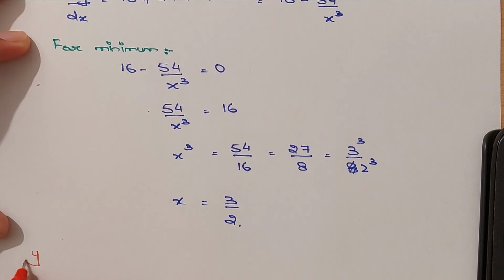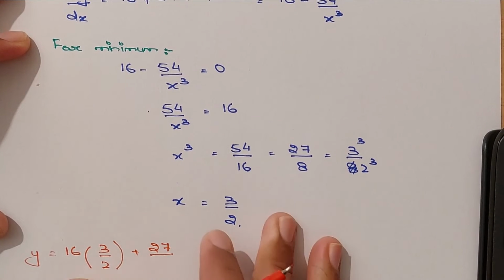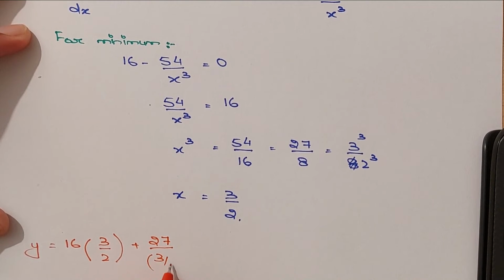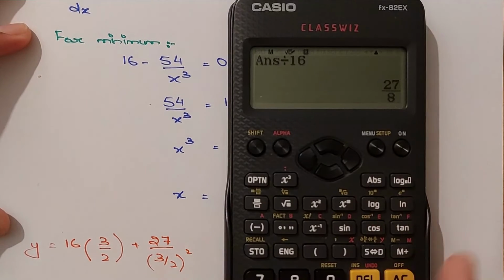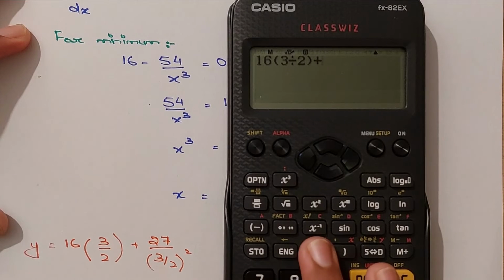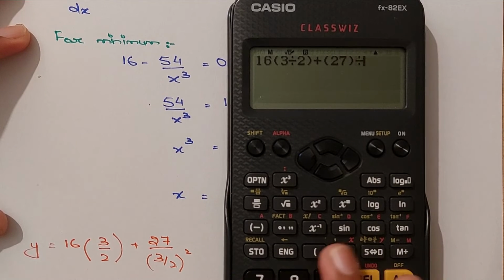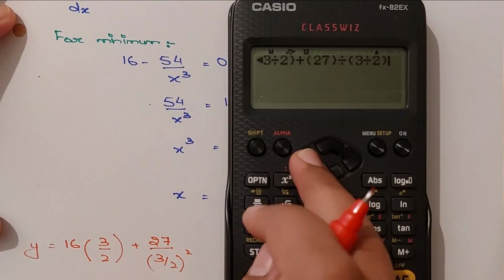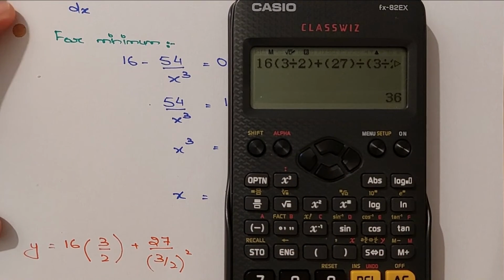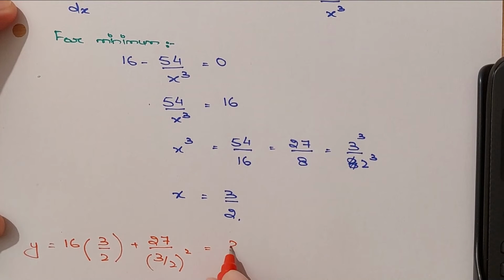So y is equal to 16 times x, this is 3 by 2, plus 27 divided by x squared, so 3 by 2 squared. Let me simplify this. 16 times 3 divided by 2 plus 27 divided by the square of 3 by 2. This gives 36. So y is 36.